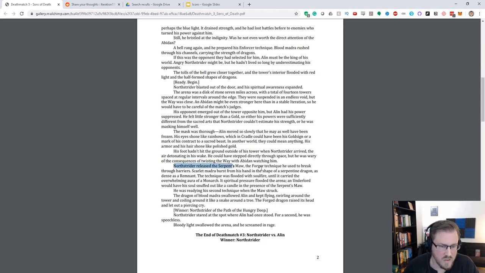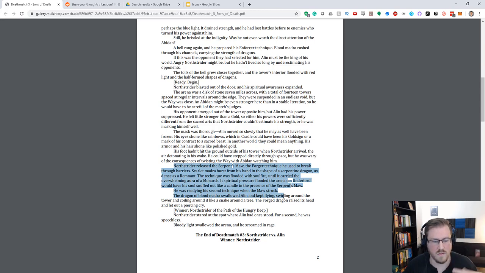Northstrider releases the Serpent's Maw, the forger technique he uses to break through barriers. Makes a serpentine dragon as dense as a remnant. Floods it with soul fire.